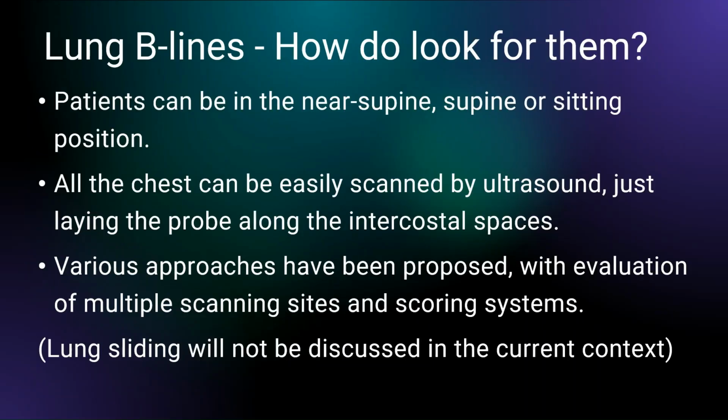And so how do we look for them? Patients can generally be on the back or on the side. It doesn't really matter too much, or even in the sitting position. All the chest can generally be easily scanned by ultrasound, so in essence, anywhere can be looked at to find them. Various approaches have been proposed with various sites suggested and different scoring systems. Sometimes you read about lung sliding, which is more often talked about in the context of pneumothorax, but not really relevant to this talk.